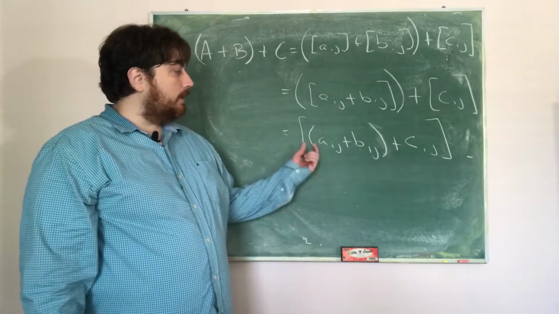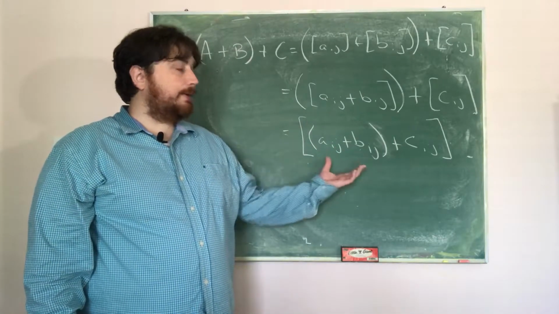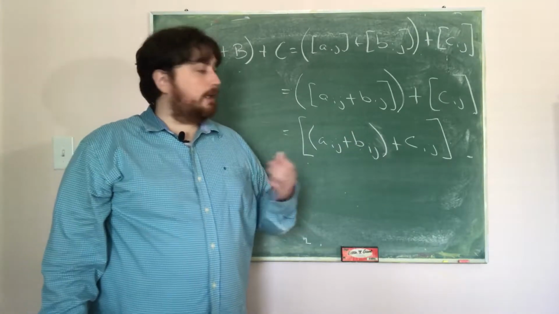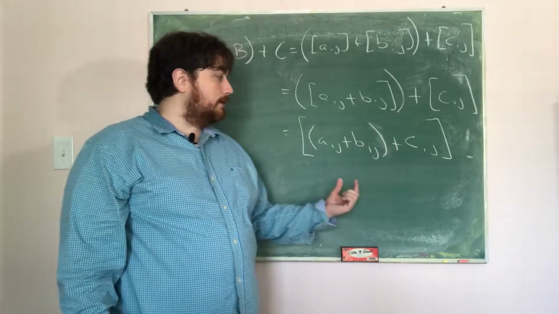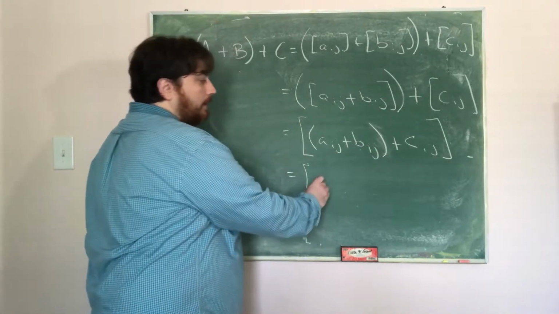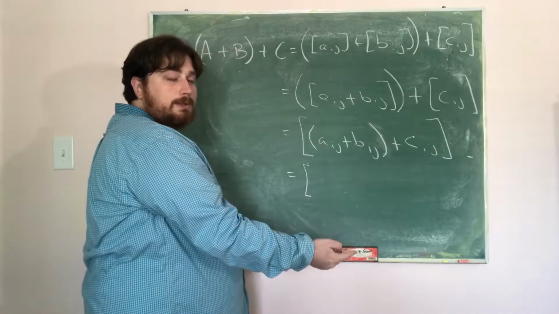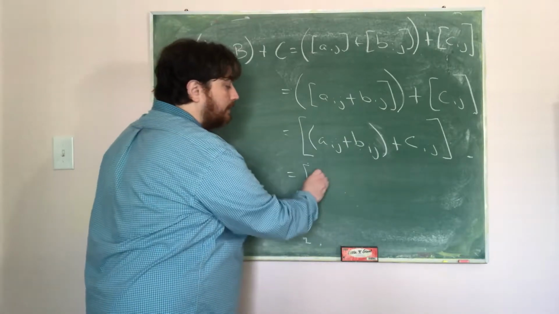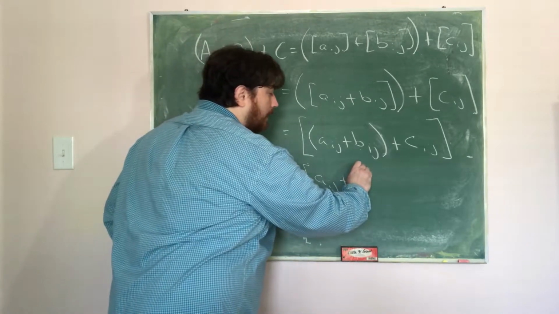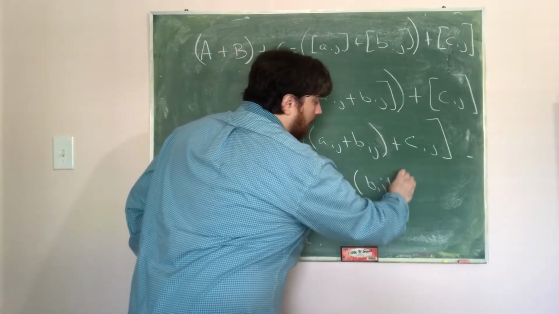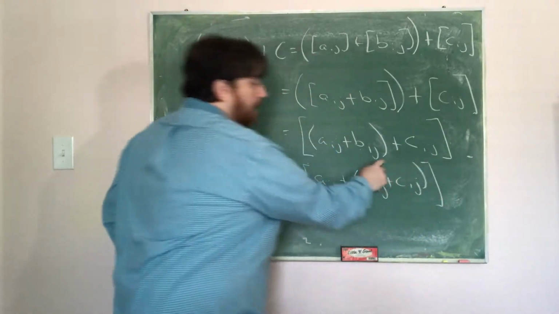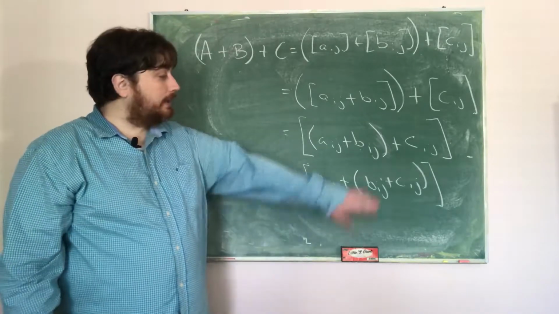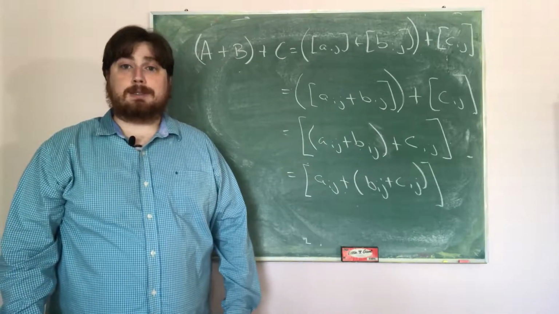Now, since these entries are going to be in some field, likely the real numbers, but in general any field is associative under addition, because this addition is associative, we're going to end up with, well, (A sub ij plus B sub ij) plus C sub ij is something like (4 plus 3) plus 2. If I change the parentheses, I don't change anything. So I get A sub ij plus (B sub ij plus C sub ij). And so now the insides are exactly the same because addition is associative over that field. So I get that these two are actually exactly the same.